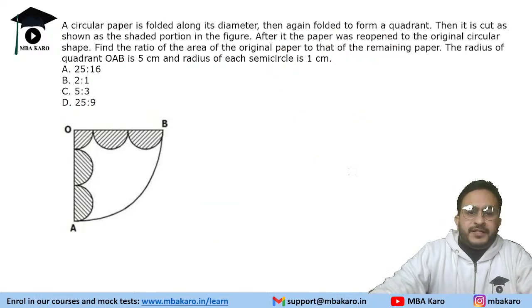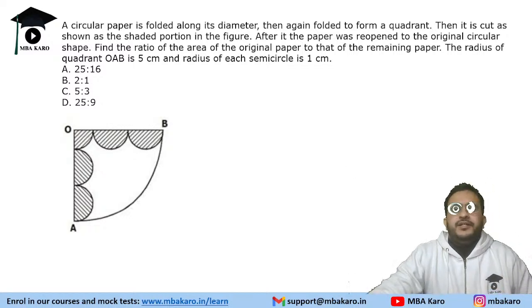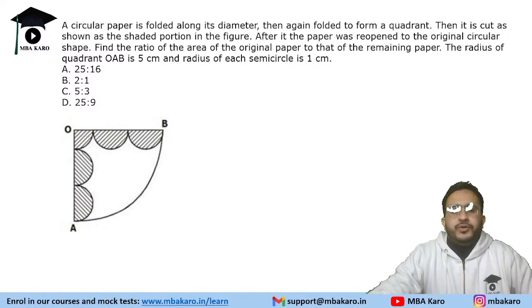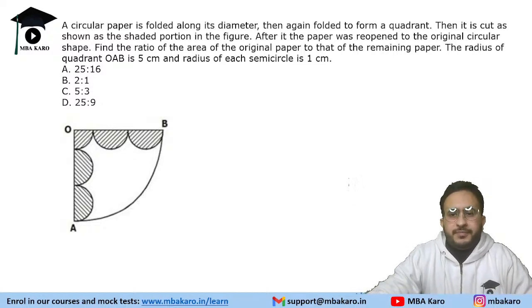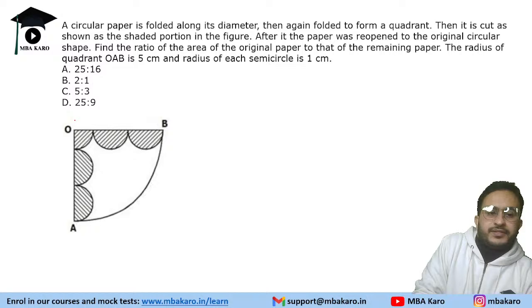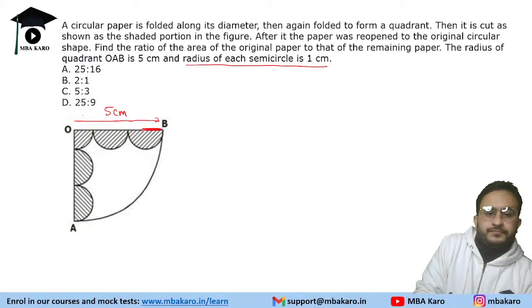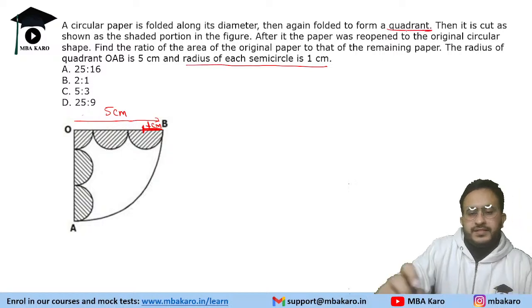A circular paper is folded along its diameter, then again folded to form a quadrant. Then it is cut as shown in the shaded portion in the figure. After it, the paper was reopened to the original circular shape. Find the ratio of the area of the original paper to that of the remaining paper. The radius of quadrant OAB is 5 centimeter. So this radius is 5 centimeter. And radius of each semicircle is 1 centimeter. This is just a quadrant.